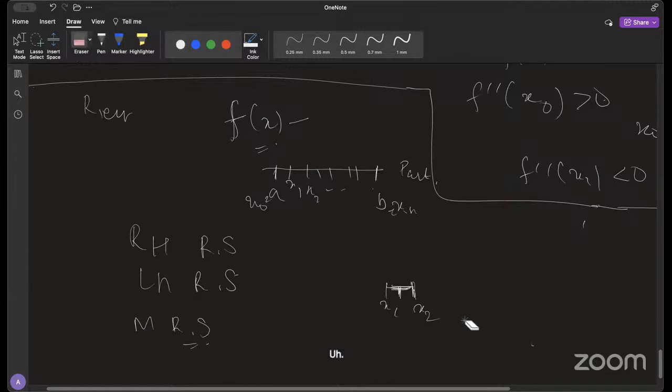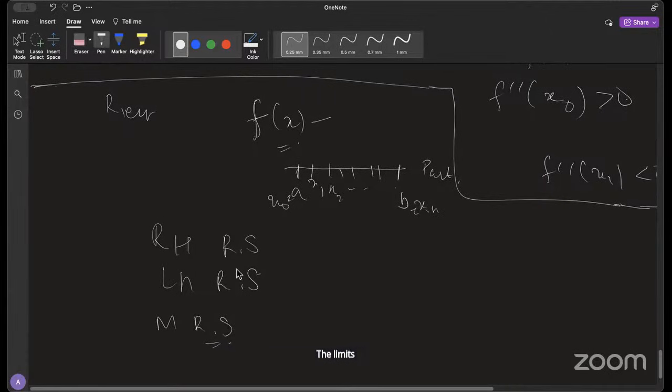Ma'am, in that middle Riemann sum, are the limits of the summation 0 to n minus 1 or 1 to n? Okay, we'll explain all of these one by one.